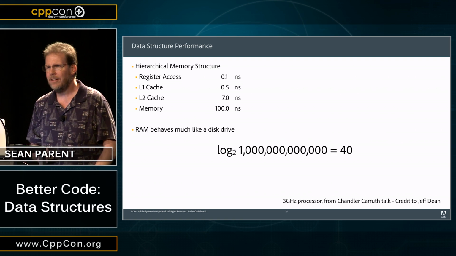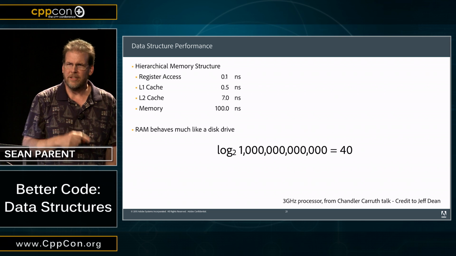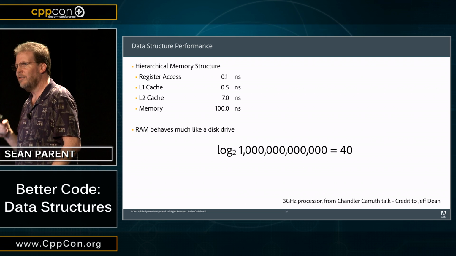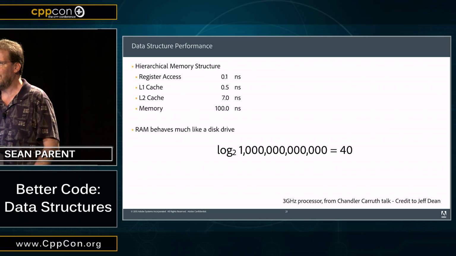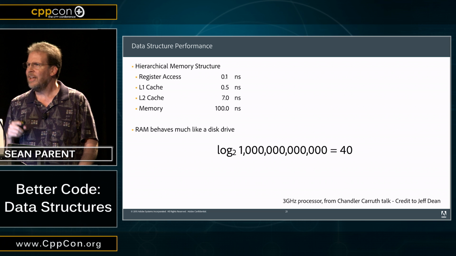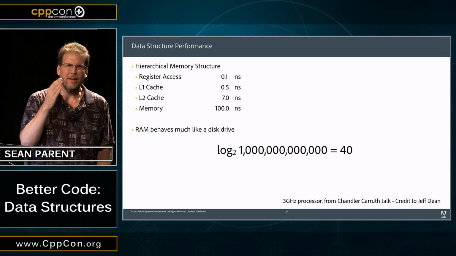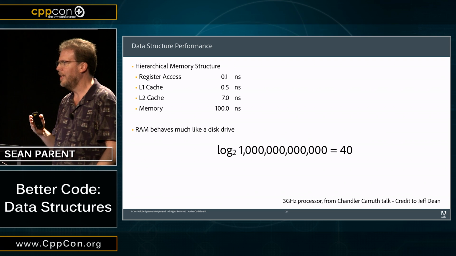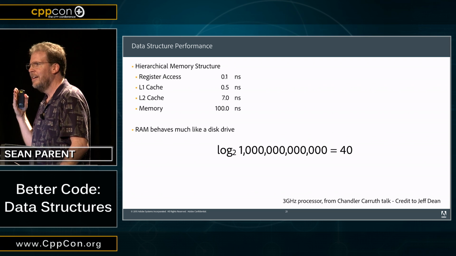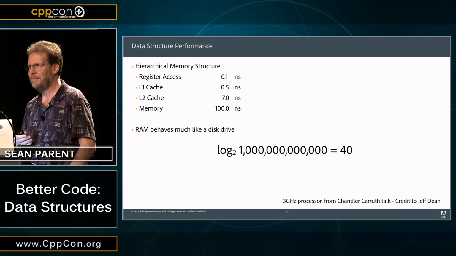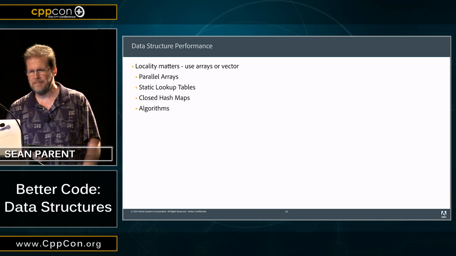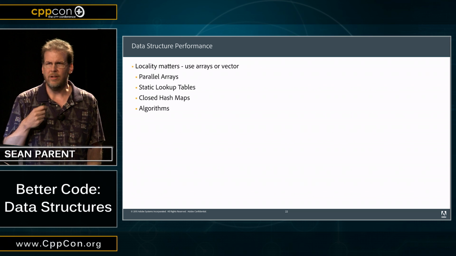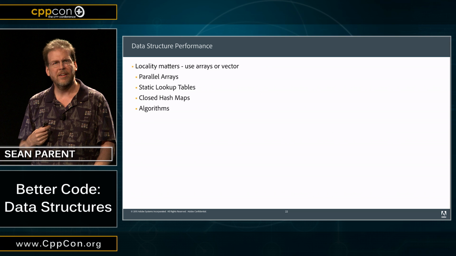To put this in perspective, log of a trillion is 40. Okay? So an algorithm that's n log n versus an algorithm that's linear can be more impacted in its performance by locality of the objects than by the big O notation of the algorithm. Okay? So locality matters. Use arrays, use vectors.